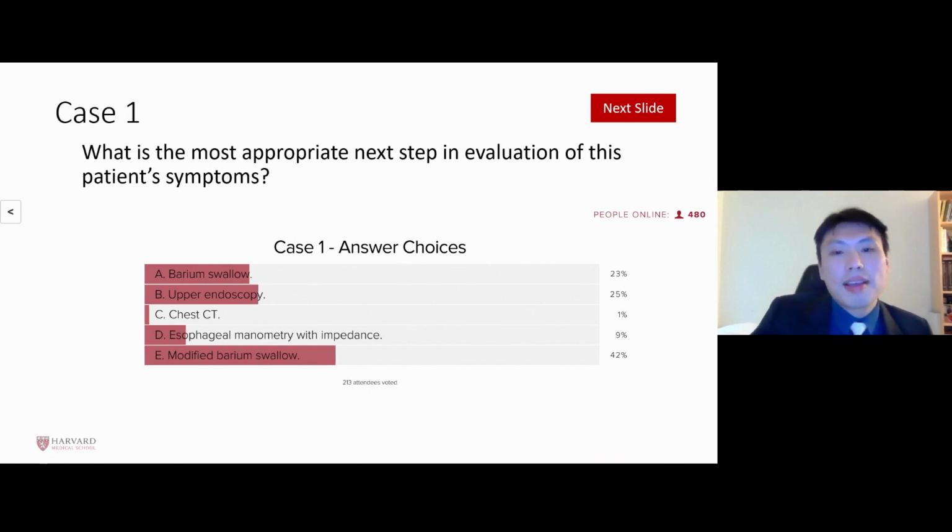So it seems like we have a variety of selections by our participants, with probably the most selections being the modified barium swallow, but also a few choosing barium swallow or upper endoscopy, and a smaller number choosing esophageal manometry. So let's go over some of these diagnostic techniques, and we'll come back to the case and talk about what the most appropriate testing will be for this patient.